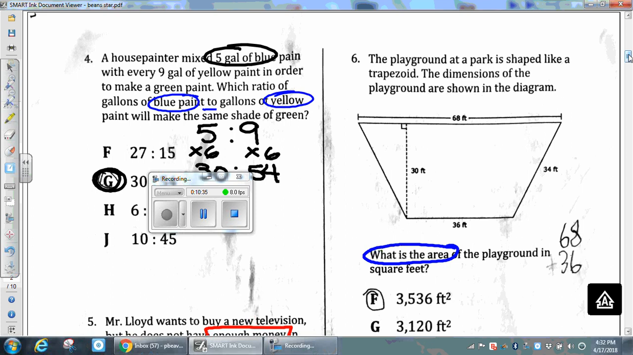So the formula for the area of a trapezoid is going to say to add the small base and the big base, or we could refer to them as B sub 1, B sub 2.